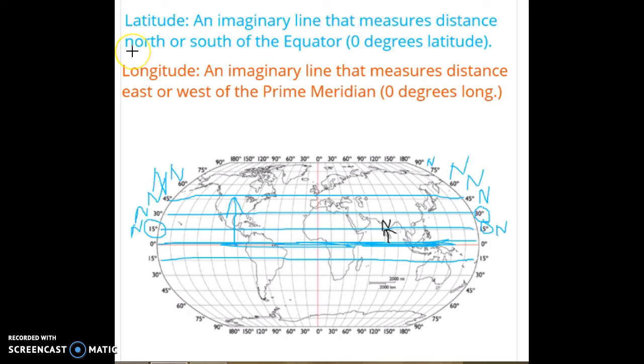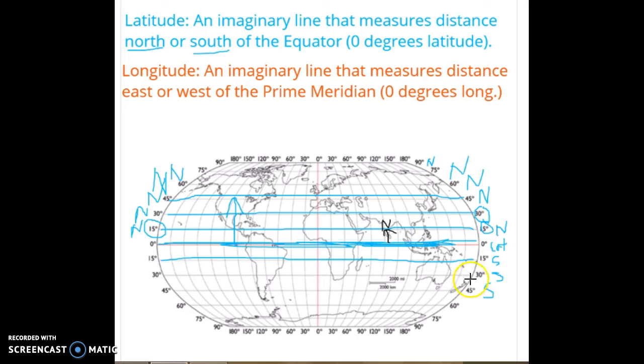A good thing to keep in mind is that latitude measures distance north and south, which means whenever you see a latitude line, it will only have 3 different labels behind it. It'll have 0 degrees latitude. It might have north behind it. Or here, these would have south behind it because these are all south of 0 degrees latitude.